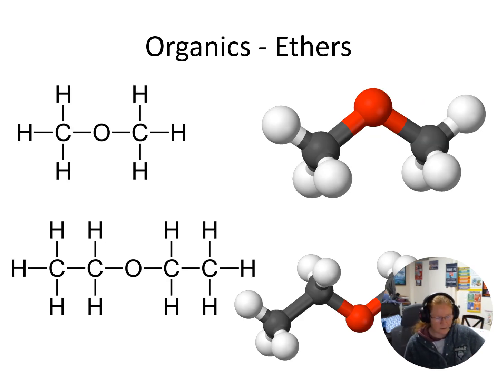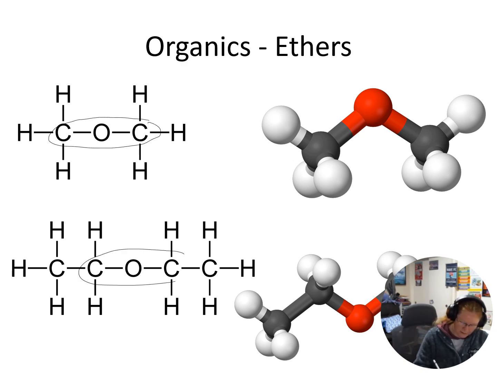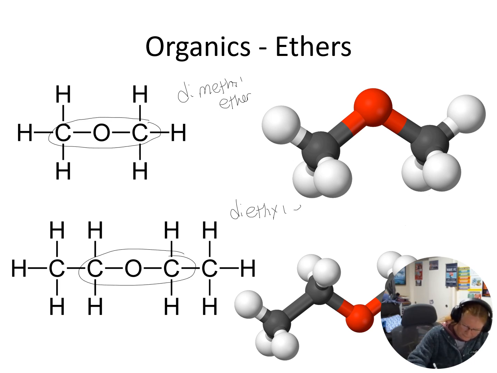Ethers, okay, what we'll see with an ether is we've got a carbon, oxygen, carbon. So the carbon, oxygen, carbon, that's your functional group. So I have 1 carbon on either side here. So this is dimethyl ether. This is diethyl. If I was doing the carbon framework, I would draw diethyl ether like this. It looks like a little bat, which is fun to draw around Halloween time.